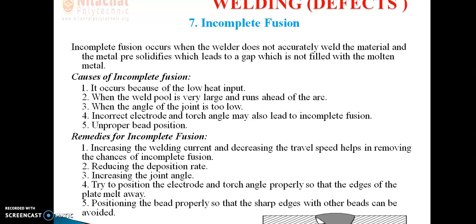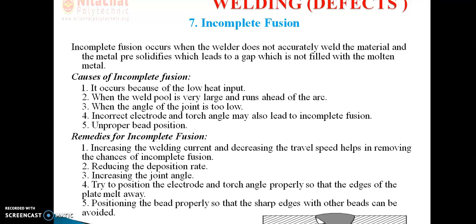Number three, increasing the joint angle. Whenever we weld pieces together, we first have to prepare the edges. During this edge preparation, we have to look at the joint angles very carefully. If the angle is large, then this type of problem does not generally occur. But if the joint angle is less, then the electrode cannot penetrate the surface. Therefore, there is a majority chance of incomplete fusion.